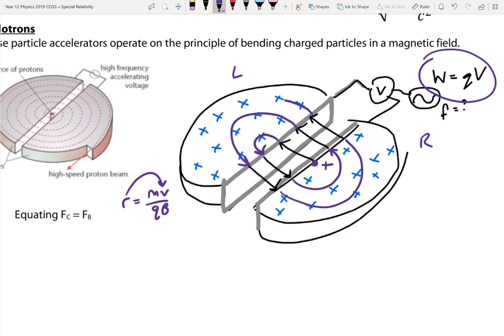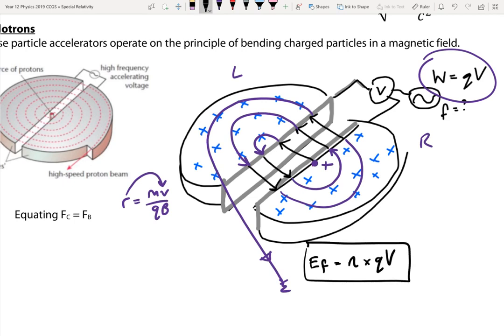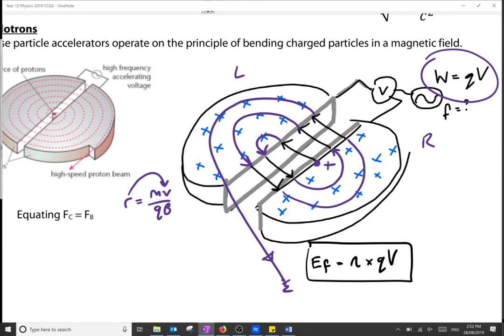And so eventually, you can allow him to come out and smack into whatever you want him to. And the amount of energy is going to be n multiples of QV. So, you might have this thing flipping backwards and forwards 100 times. As it spirals its way out from the center, it might gain 100 lots of QV. Okay? And so the first one of these bad boys was made by Ernest Lawrence in the 1930s.